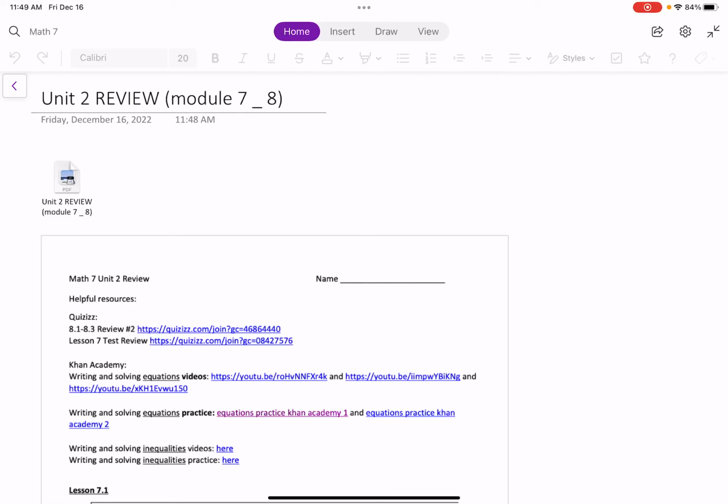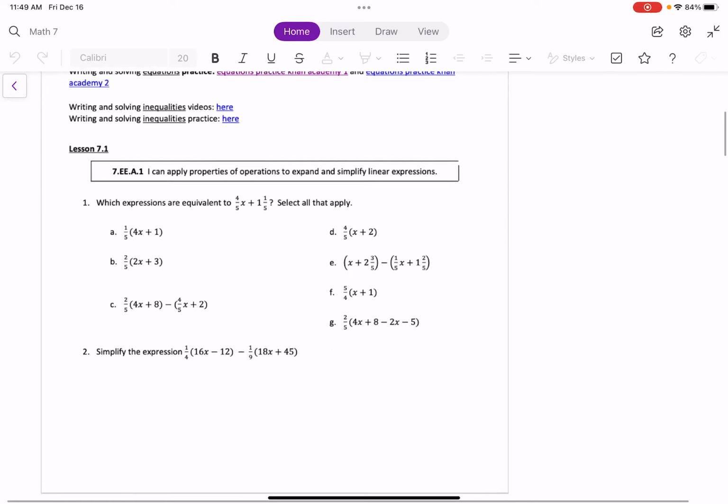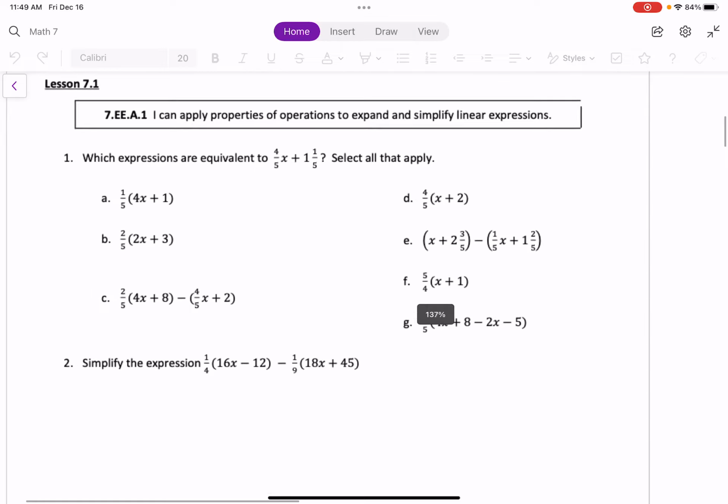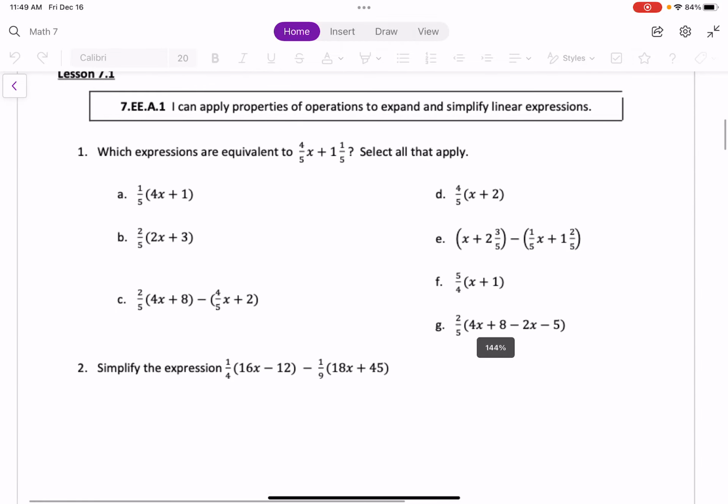Okay, so I'm going to go through your review packet, and this will give you a chance to make sure you have everything done correctly and that you understand why. Okay, so on number 1, which expressions are equivalent to 4/5 x plus 1 1/5? So we need to figure out which of those we should circle that make 4/5 x plus 1 1/5.